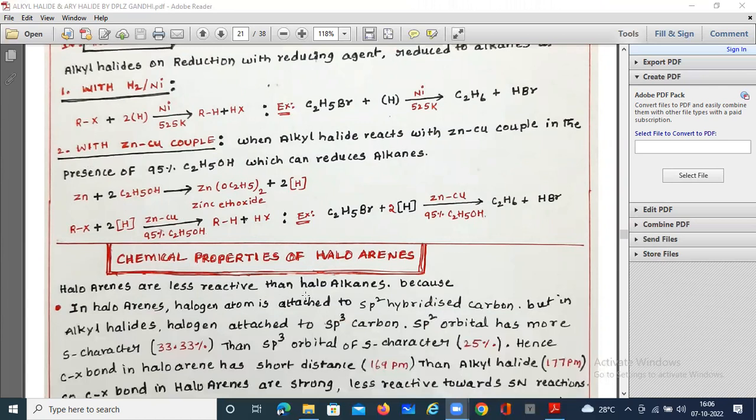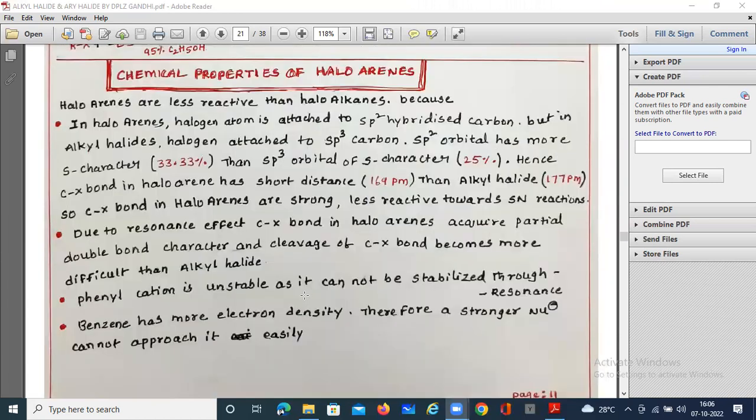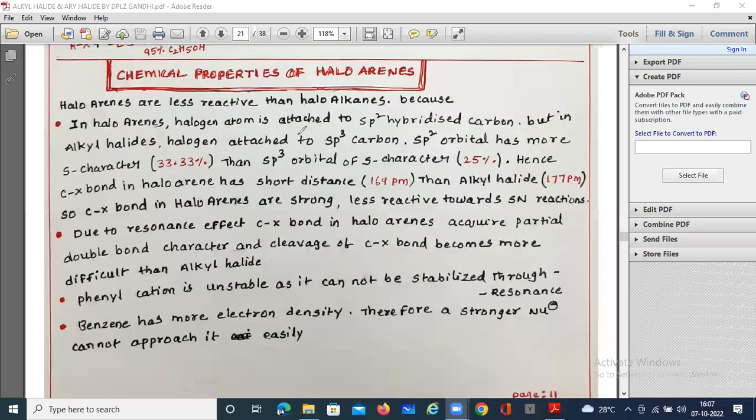So now we are going to study the chemical properties of haloarenes. Okay, guys, let us continue the chemical properties of haloarenes. So in this topic, we are going to learn, starting with the reactivity of haloarenes compared to haloalkanes. First, see, beta, here haloarenes.